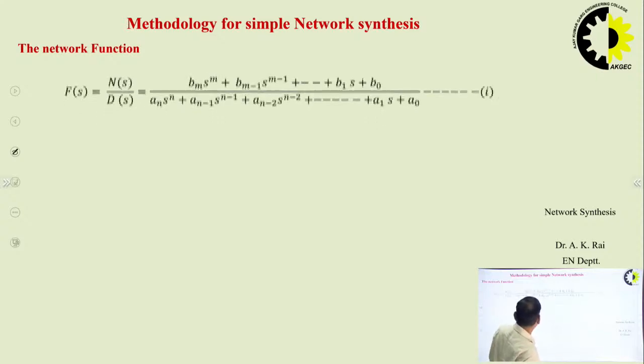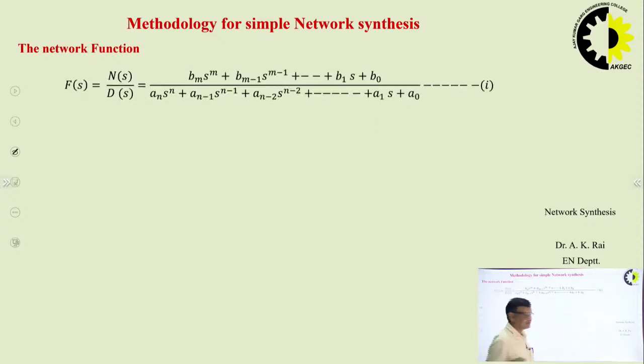So, this is the network function, the numerator polynomial in s over the denominator polynomial in s. This is basically the input output relationship. All the coefficients Bm, Bm minus 1, ... B1 and B0 are the circuit parameters, or you can say the network parameters. You have to decompose it and get the elements.